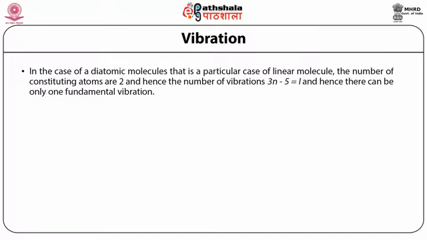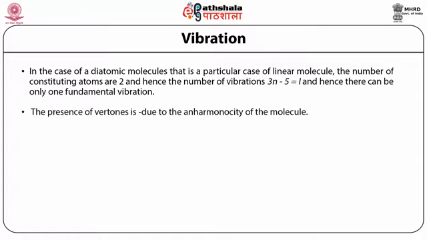A diatomic molecule is a particular case of a linear molecule. The number of constituent atoms is 2, and hence the number of vibrations, 3n minus 5, is equal to 1, and hence there can be only one fundamental vibration. The presence of overtones is due to anharmonicity of the molecule. These vibrations are normal modes of vibrations.